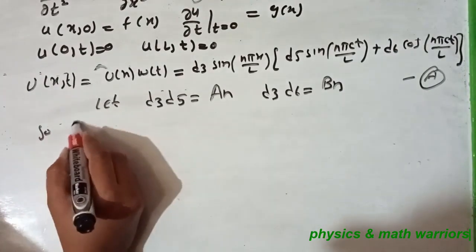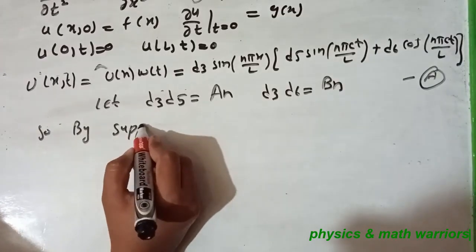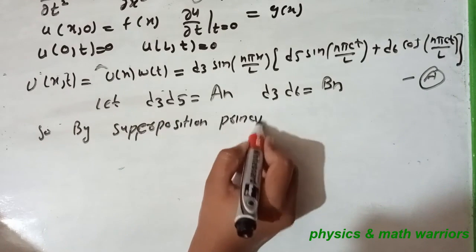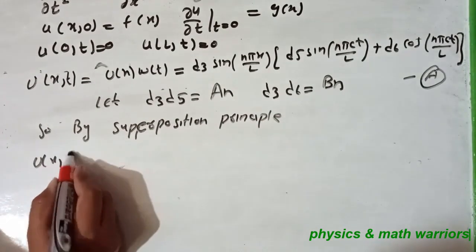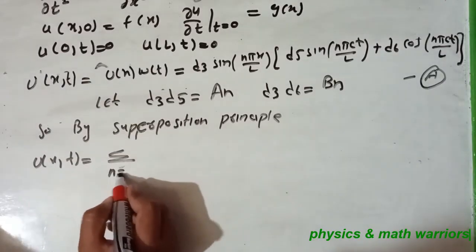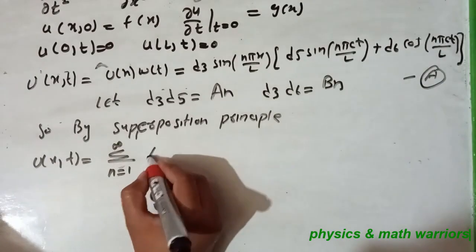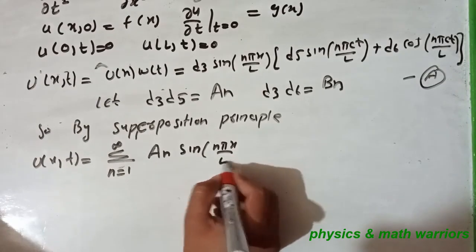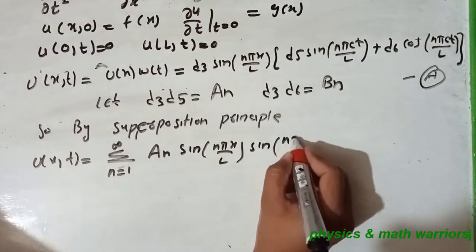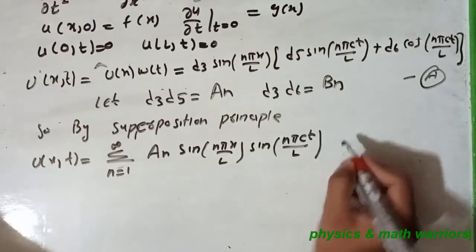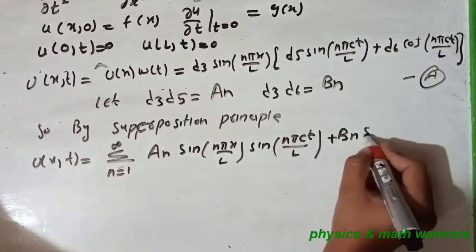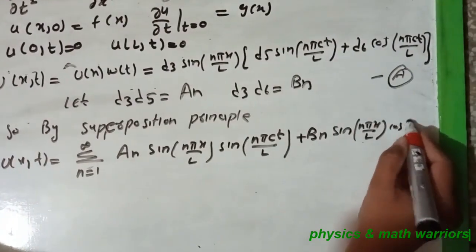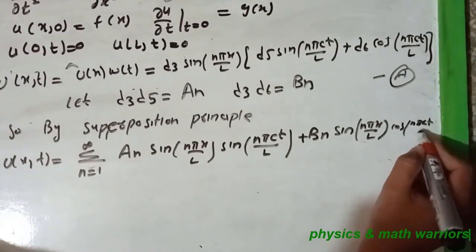So by the superposition principle, u of x and t is equal to the summation from n equals 1 to infinity of an sin(n pi x over L) sin(n pi c t over L) plus bn sin(n pi x over L) cos(n pi c t over L).